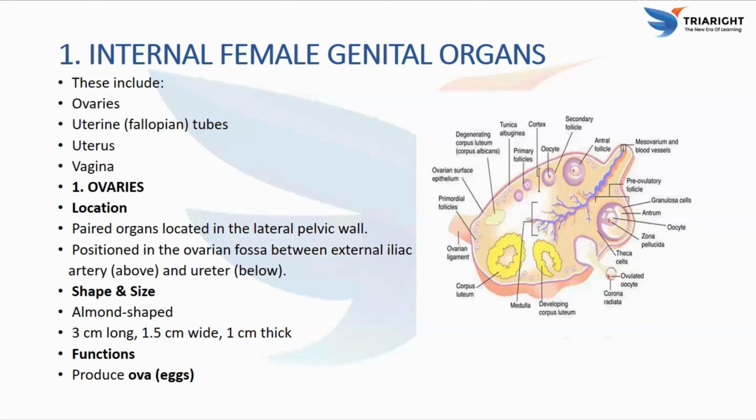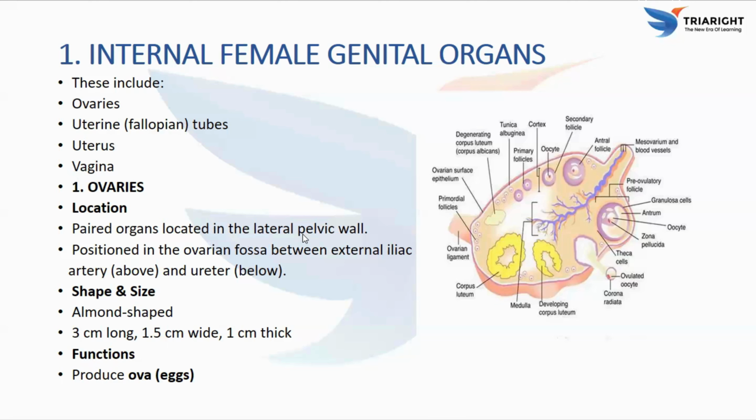Producing eggs means every month one ovary releases one egg during ovulation. Girls are born with all the eggs they will ever have. It also produces hormones, like estrogen. What does estrogen do? It controls the female body's features and the menstrual cycle. And progesterone prepares the uterus for pregnancy.